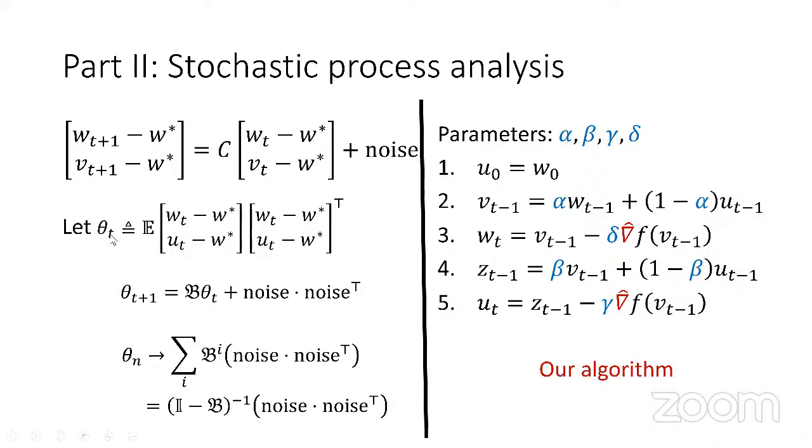When we write theta t for the covariance matrix at time t, we can again multiply this with its transpose, and we get a linear equation for theta t plus 1, which is an operator B times theta t plus noise transpose. When we expand this all the way till 0, we see that the final covariance matrix theta n can be written as a power series, a summation over i of B to the i times noise transpose. Because the noise is identical across different time steps, we can replace this with (I minus B) inverse, where B is this operator.